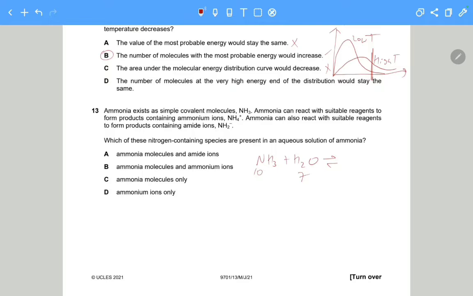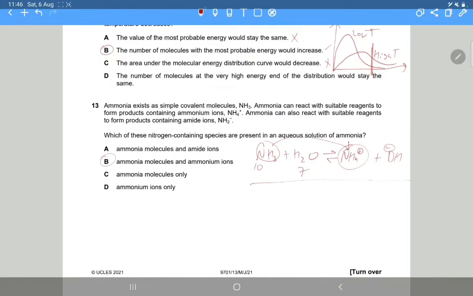So ammonia is more basic, and remember the Bronsted-Lowry theory of acids and bases. Acids are proton donors, bases are proton acceptors. So the ammonia will accept a proton to make NH4 plus ions, and the H2O, the water, will lose a proton to make hydroxide ions. So which of these nitrogen containing species are present in an aqueous solution of ammonia? Remember, this is an equilibrium, so there's no 100% conversion, and we can see that we have ammonia and ammonium ions in this mixture, and that's option B.